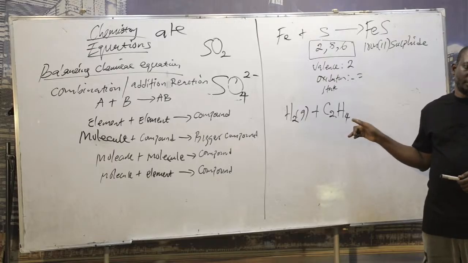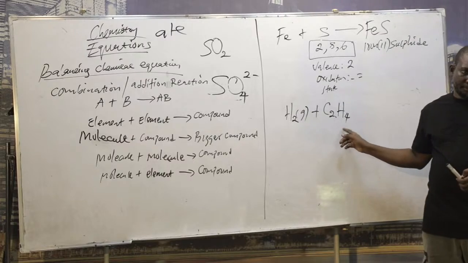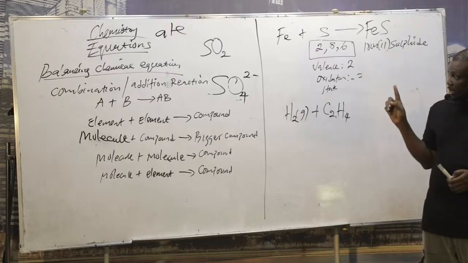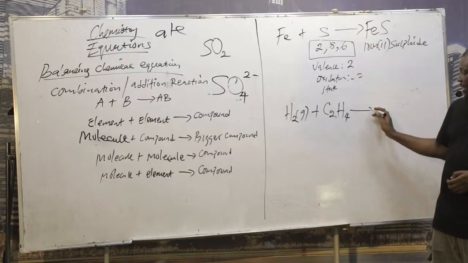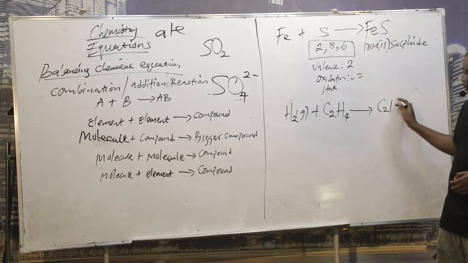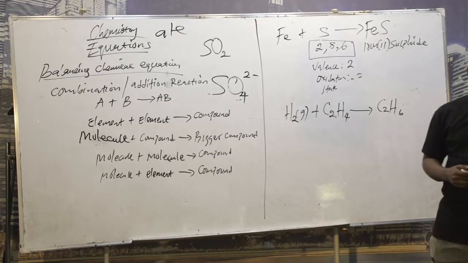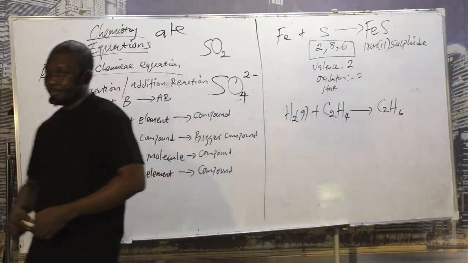This reaction, how many products will be formed here? Which is ethane, isn't it? So it is what? An addition reaction. So what we have here now is what? C2H6. Now you have added 2 to 4 now. So how many now? 6. So it's an addition reaction.